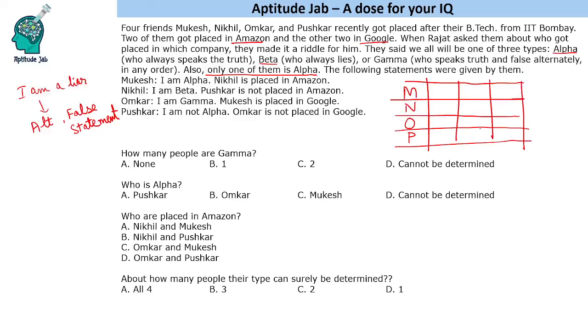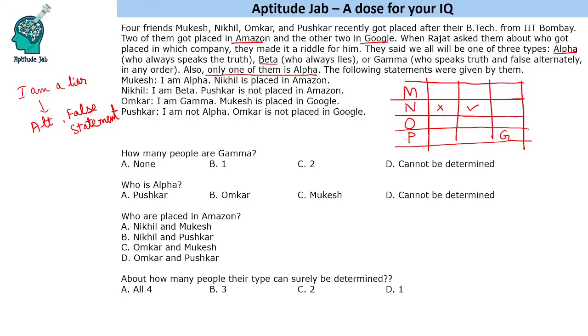So here Nikhil says I am beta. That means Nikhil cannot be the liar, because a liar will never say I am a liar. A truth teller will not say I am a truth teller. So Nikhil says I am beta, which means Nikhil is an alternator, that is gamma. His first statement will be false, and the second statement should be true. The second statement says that Pushkar is not placed in Amazon, so Pushkar will be placed in Google.